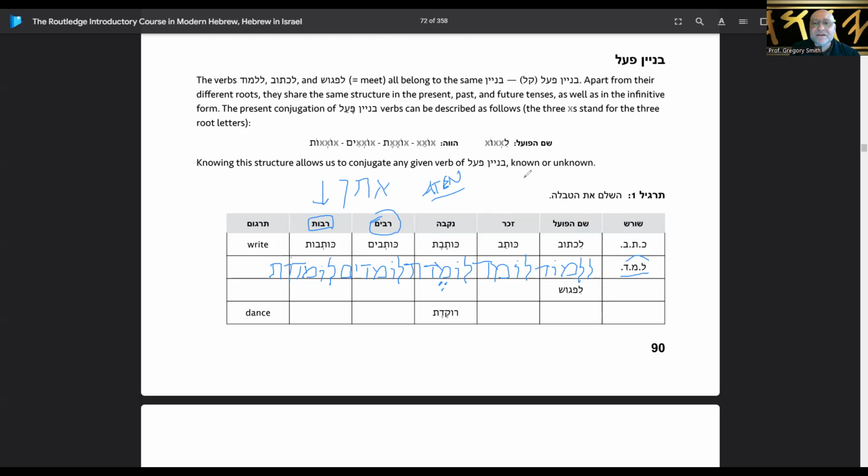So all of these here: zachar is masculine singular, nekeva is feminine singular, rabim is mixed plural. I say mixed because there could be women in there, but it defaults to masculine plural. And then rabot is strictly feminine plural. Okay, and then so what's the tirgum? It has to do with study. All right, so let's take a look at our answer key and see how we did.